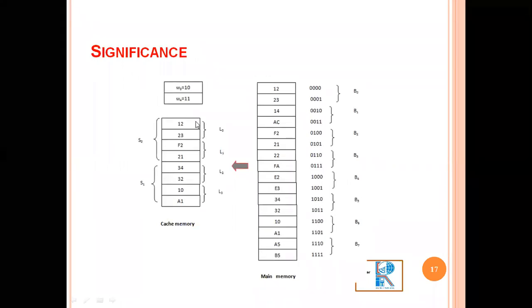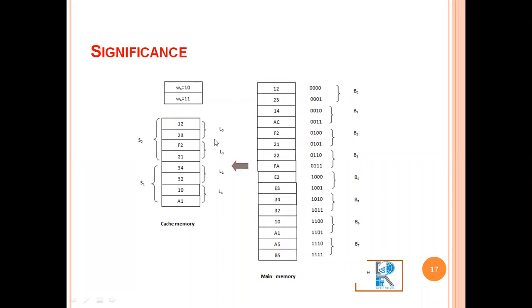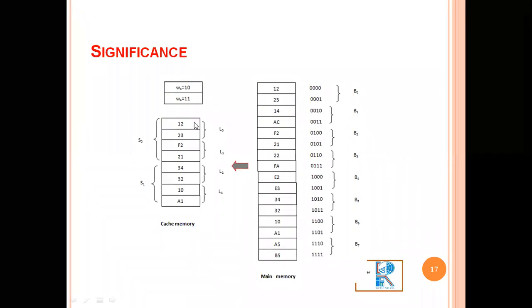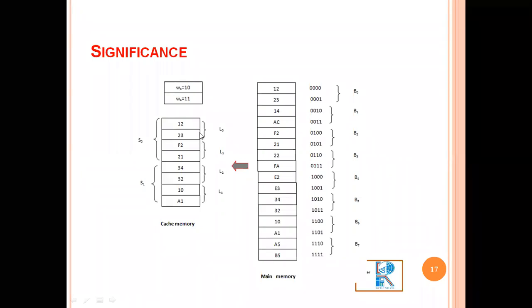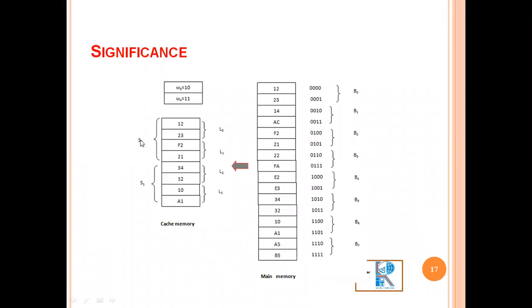And here, what is this called? This system is called two-way set associative because each set contains 2 lines, L0, L1. Then set 1 contains L2, L3. This is called two-way set associative. If each set contains 4 lines, it will be 4-way set associative.